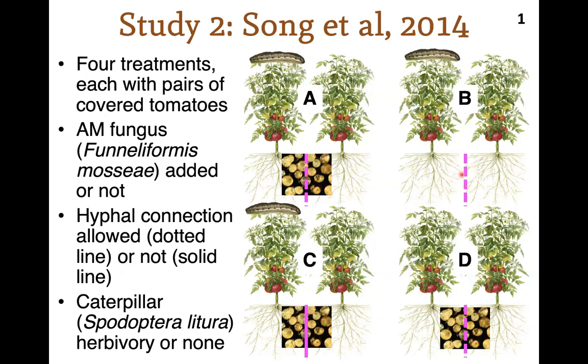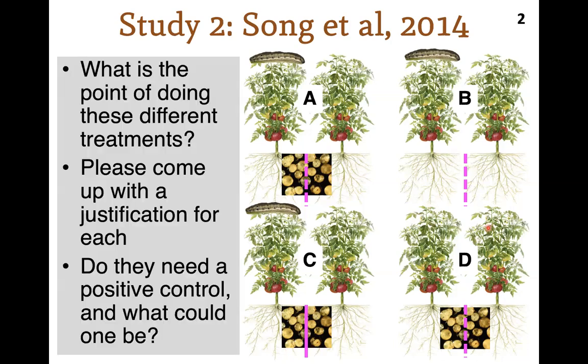B is the same, except they don't inoculate these plants with the mycorrhizal fungus, so no common mycorrhizal network can form. In C, it's the same, except that their mesh is too fine, and so now the common mycorrhizal network can't form because the hyphae can't pass between the two plants. And then in D, it's the same, except that they don't put the caterpillar on, so they put the common mycorrhizal network, but they don't put the caterpillar on, so there's no herbivory response that the other plant is detecting. So that's the experimental setup.